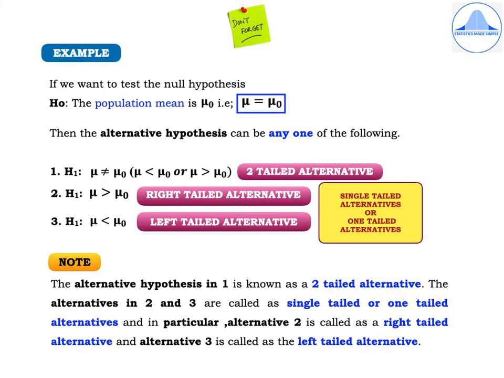Let us understand through an example what an alternative hypothesis is. If we want to test the null hypothesis H0, the population mean is mu naught. So the population mean is denoted by mu, and in general we are saying its value is mu naught. In terms of notation, we can just write it as mu equal to mu naught. Then the alternative hypothesis can be any one of the following.